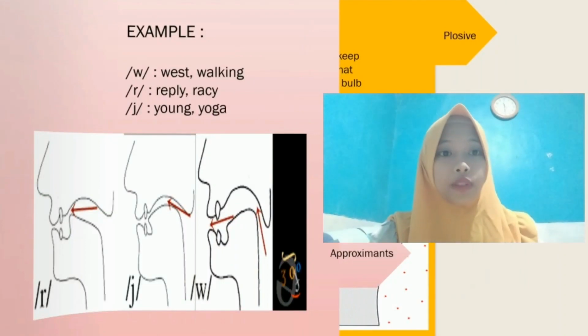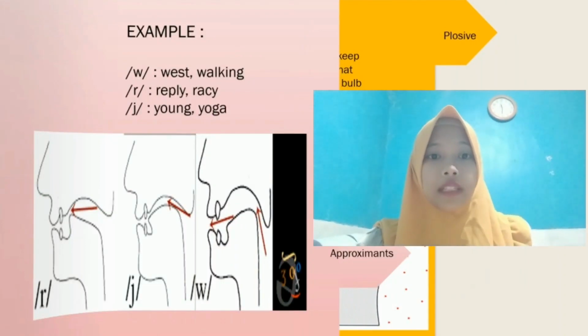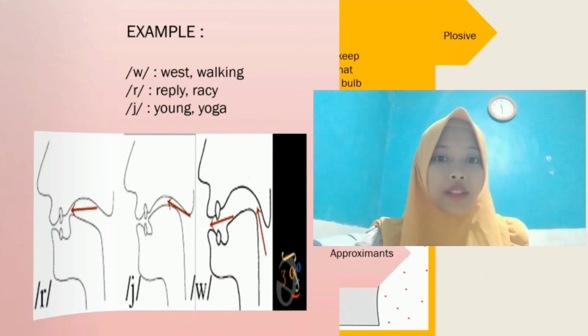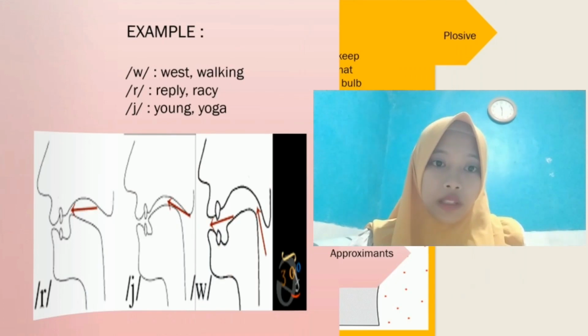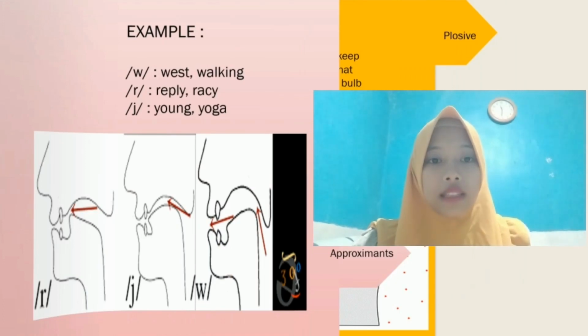Approximant. Let's start by understanding approximant. Approximant is a phonetic sound that is produced by bringing one articulator in the vocal tract close to another without, however, causing audible friction. Approximants include semi-vowels such as the Y sound in yes or the W sound in were.